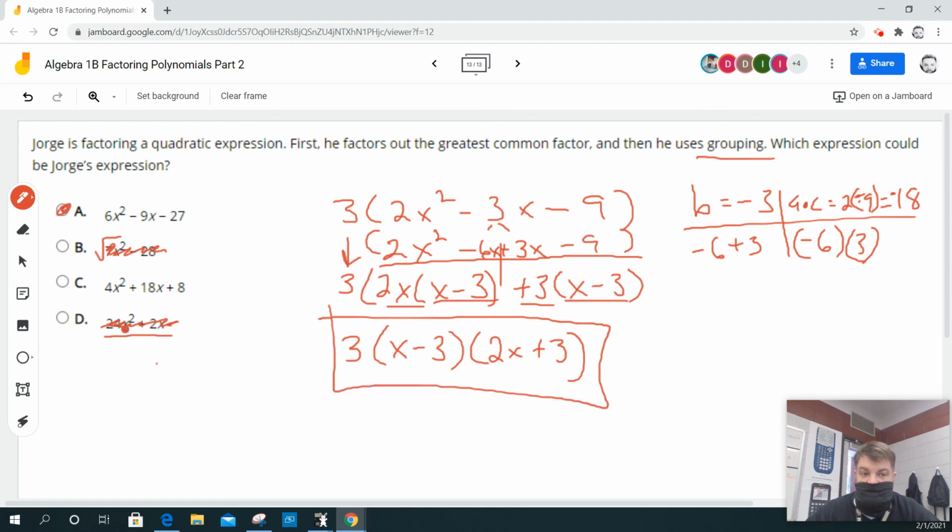So A would work. Now, I could go through that same process with C, but I found one that works, so I'm not going to go any further. So A is the correct answer.